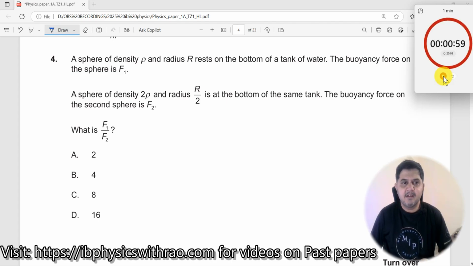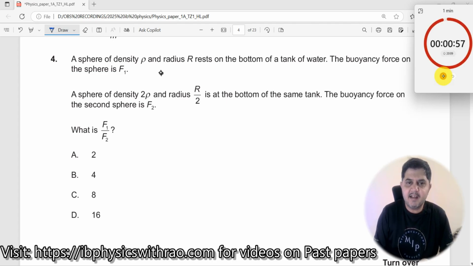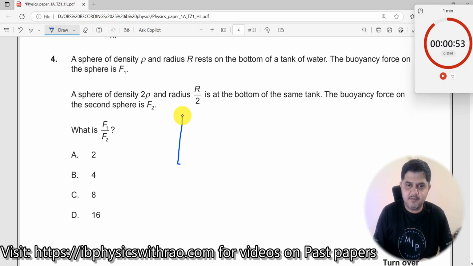Question number 4. A sphere of density rho and radius r rests on the bottom of a tank of water. So you have a tank of water and a sphere of radius r and density rho resting over here. The buoyancy force on the sphere is F1.